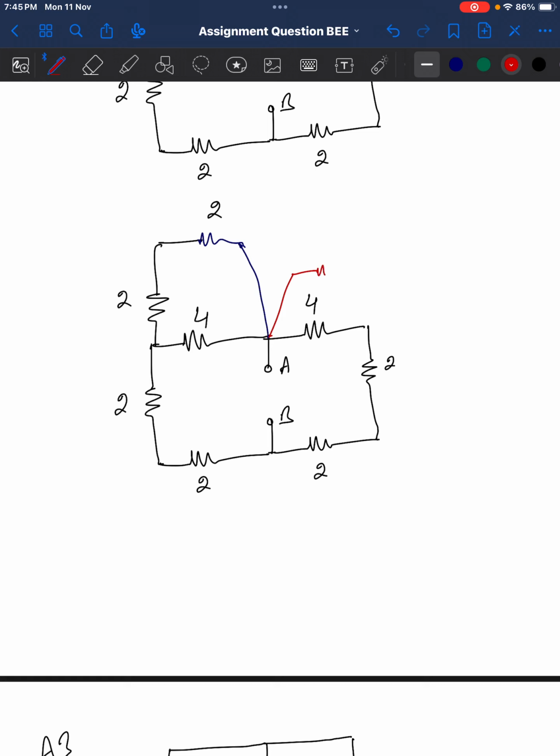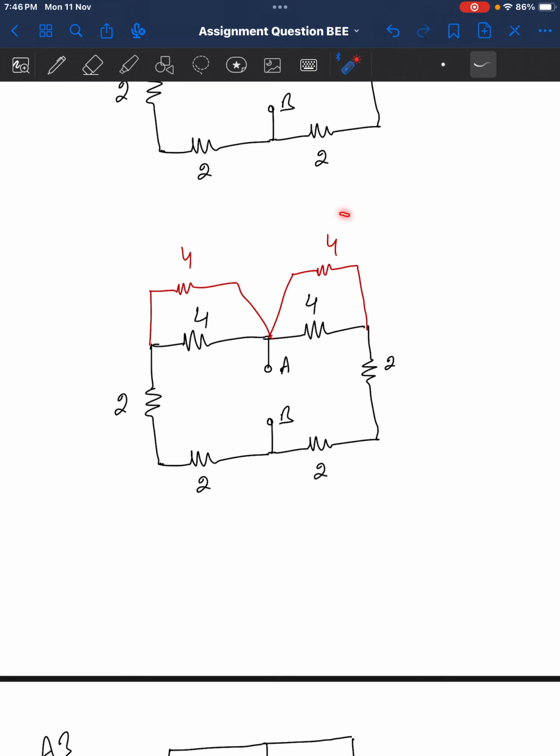We can replace it by a resistance of 4 ohm. This side also we can remove and replace it by a resistance of 4 ohm. Now, because we want to find RAB, what is the path? It is like this, and there is another path like this.